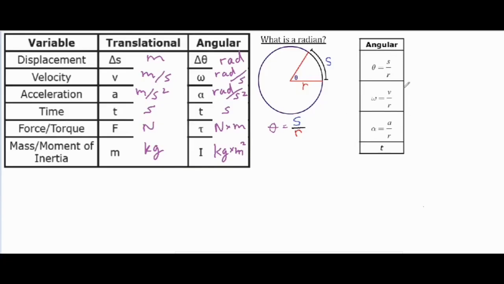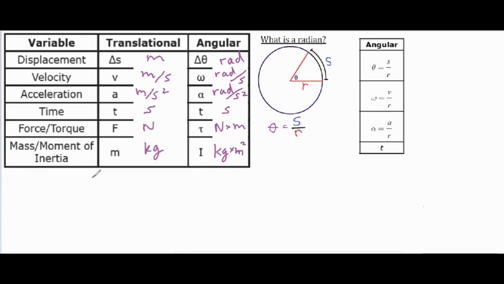Here's a few other formulas that are not on the AP1 formula sheet, but things that you may use. You can get theta, omega, or alpha by taking any of those linear values and dividing it by r. That might be something to just keep in mind or keep in your notes moving forward. Now, you can use all the same formulas that you were using before, but just replaced with the new values for angular motion.